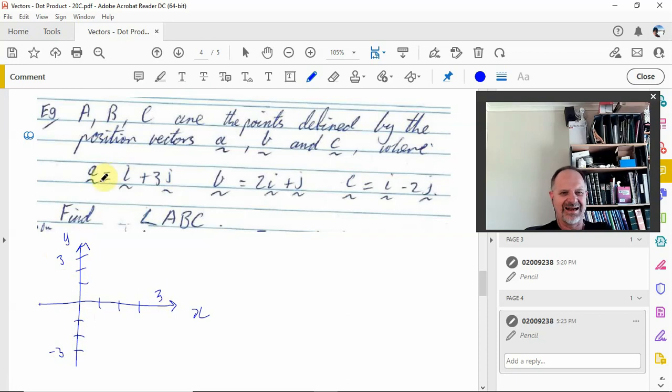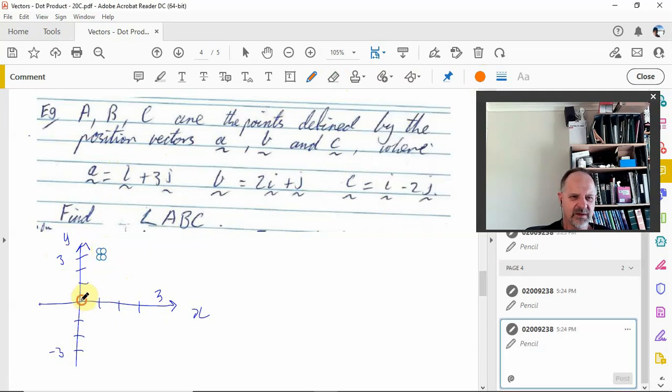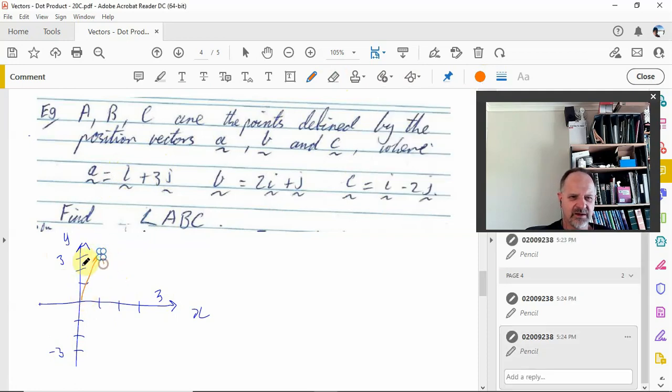All right, point vector A is i plus 3j. I'm just going to draw these vectors in some colours. So this is vector A, i plus 3j. That's there. So here we go, that's our vector A.